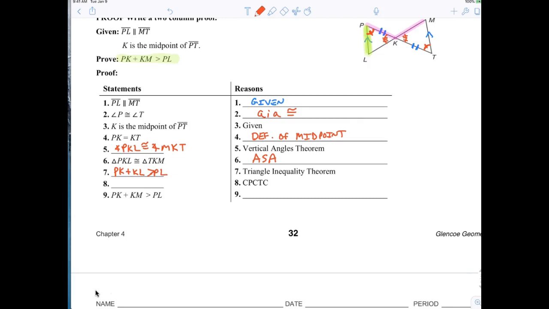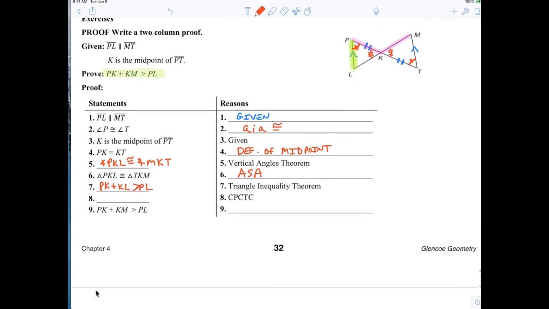So hold on a second. Let me just verify. PK plus KL must be greater than PL. Now listen, I'm not sure how, because some kids ask me all the time, how do I see that? And I'm saying, honestly, I don't know. You have to look up here. You're trying to verify this. So what are we noticing?